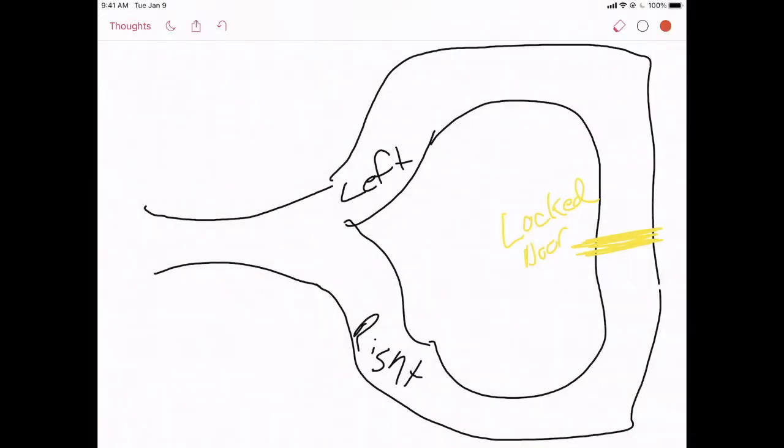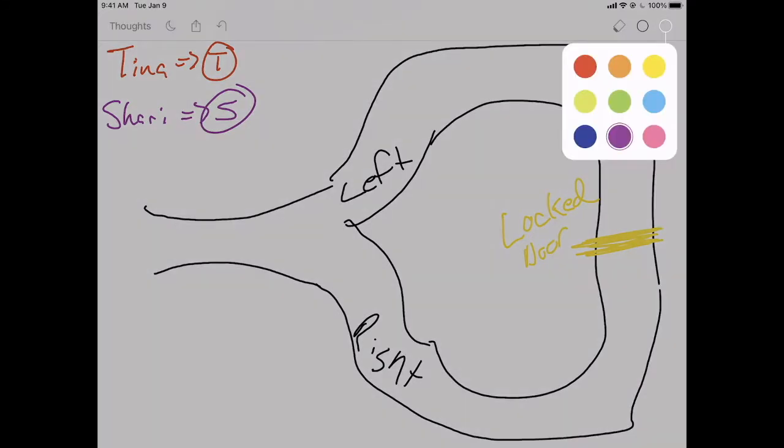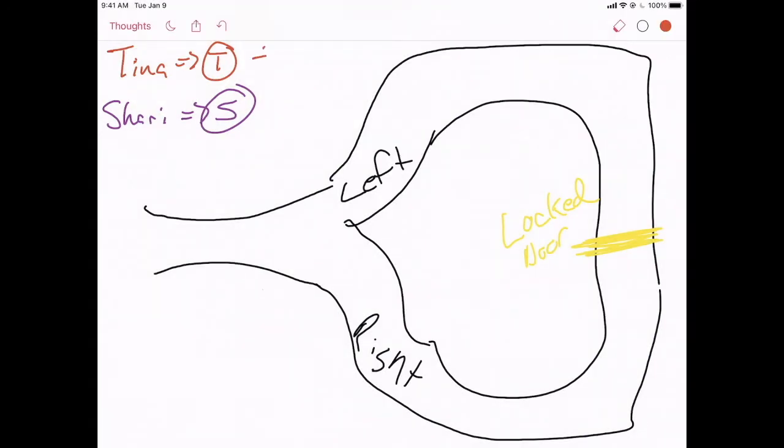So we have two parties. We have Tina and Sherry. Tina will be red, and we'll denote her with a T. And Sherry will be purple, and we'll denote her with an S. Now, in a zero-knowledge proof, we're going to say that Tina is going to be the prover. Tina possesses the knowledge. Tina is the one that knows the knowledge.